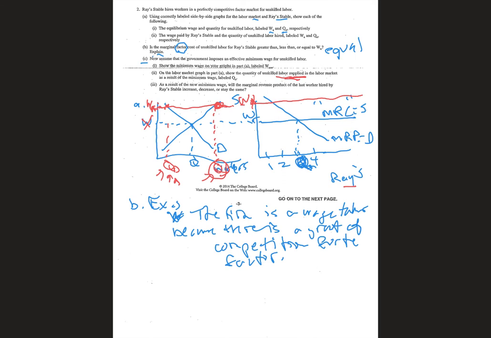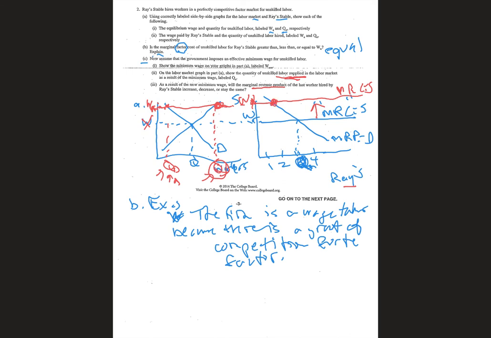Now, two questions could be asked. One could be, what would happen to the quantity of workers? Well, we might notice that the MRC curve, or the firm supply curve, has now shifted upward. As a result, we are going to see a different quantity of workers. Actually, fewer workers will be hired in Raise Stable. The question, however, is not asking how many workers are going to be hired. It's asking, will the marginal revenue product of the last worker hired increase, decrease, or stay the same?